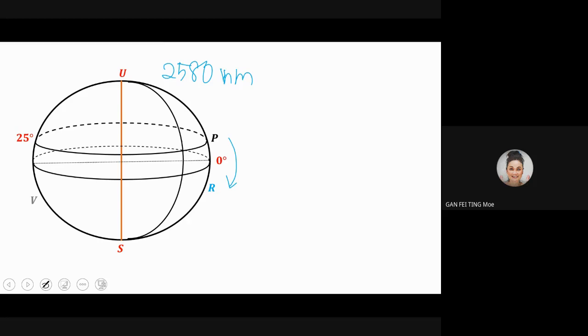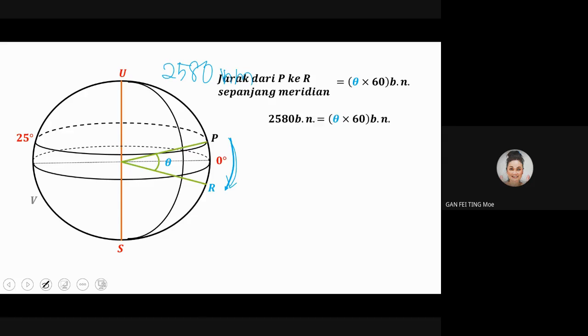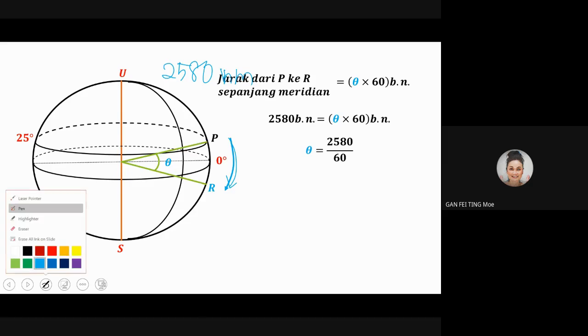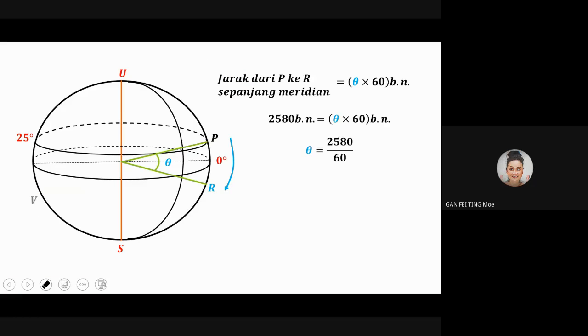Great circle means that straight away you get the formula. Get the formula of theta, the difference of angle multiplied with 60. And the distance given to us was 2,580, just sub. Then you'll get the angle. What will be the angle? The angle, you get it as 43.